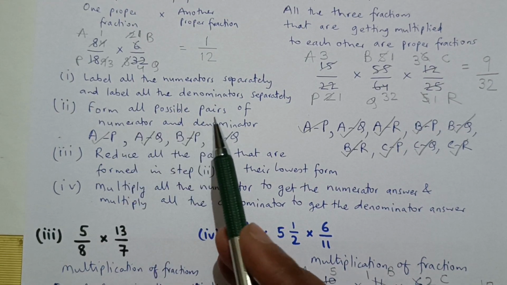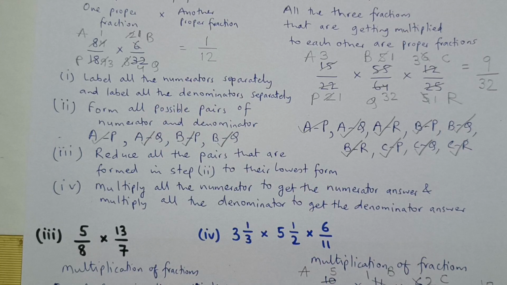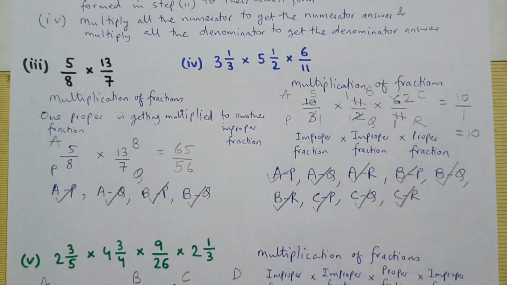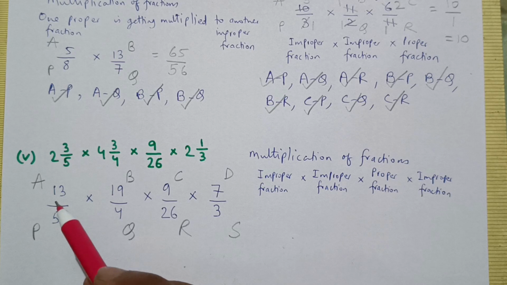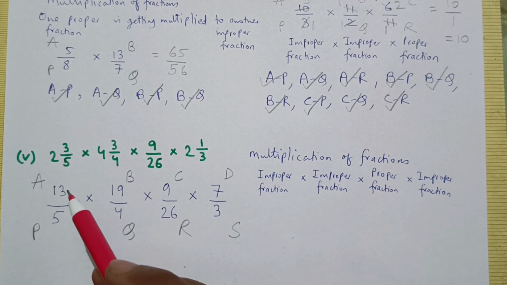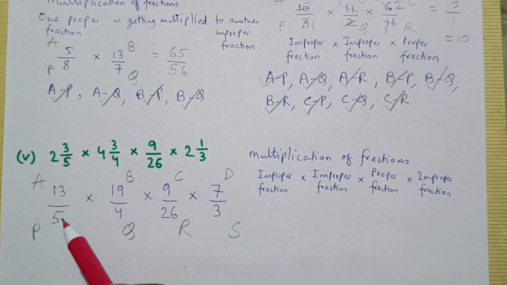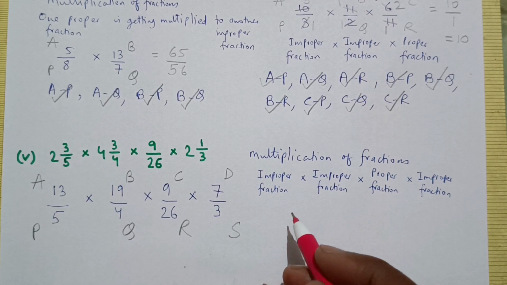Step number 2 is form all possible pairs of numerator and denominator. So this step we will do fast because you now know how to form pairs of numerator and denominator. First we will take the numerator 13 and form all possible numerator denominator pairs with this numerator 13. So one numerator denominator pair is 13 by 5, so AP.